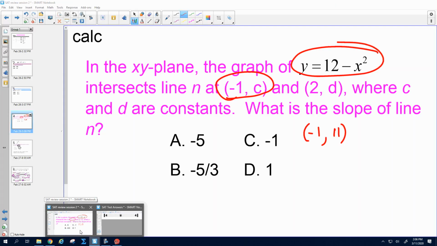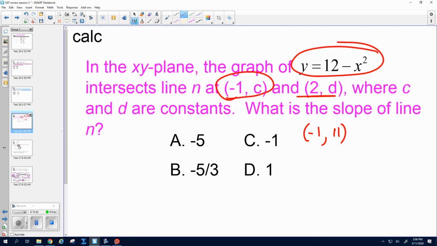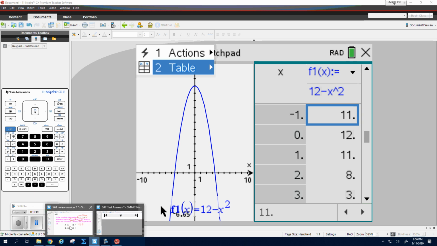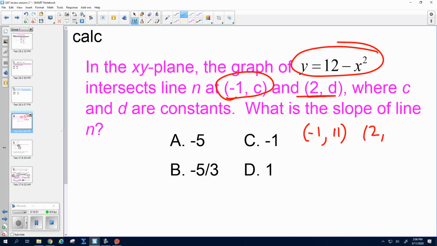Okay, the next one is 2 comma something. So if I go back here and I go to 2, then I get 8. All right. So now I know I have another point at 2, 8. And then it's literally find the slope of the line. Do you guys remember how to find the slope of the line? The y minus the y over the x minus the x, and you get your answer. Okay?